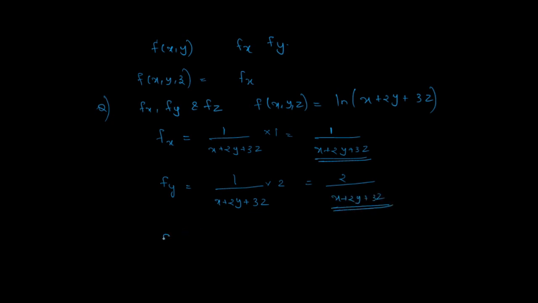Okay. Now what is fz? We are differentiating with respect to z. 1 by x plus 2y plus 3z, and we kept x and y as constants. Therefore the derivative is 0, and the derivative of 3z is 3. Therefore fz is 3 by x plus 2y plus 3z. That is the answer for fx, fy and fz.